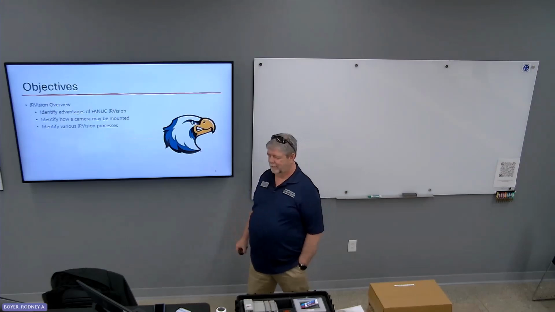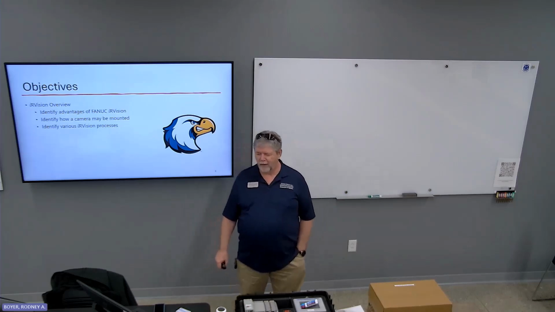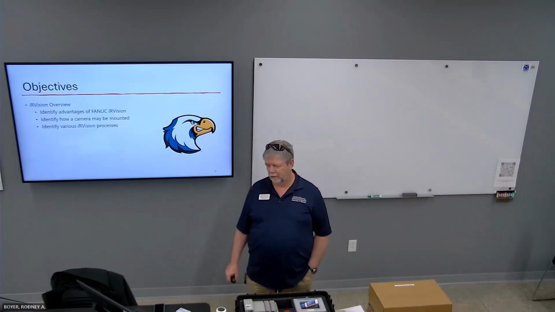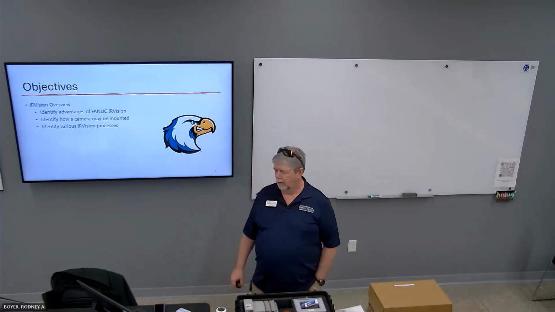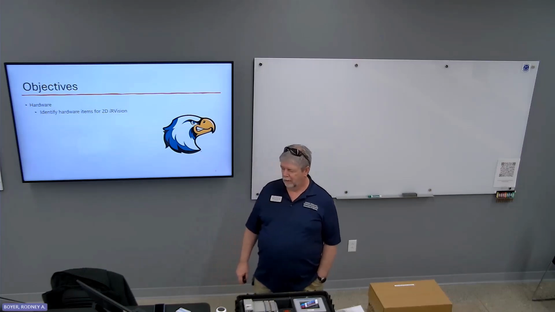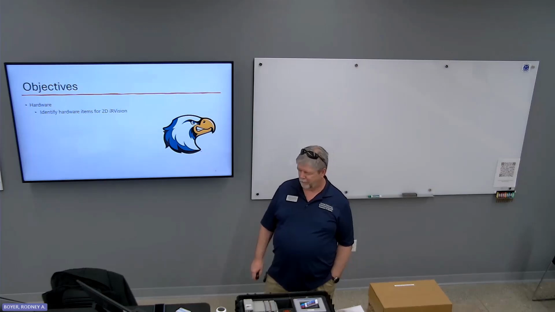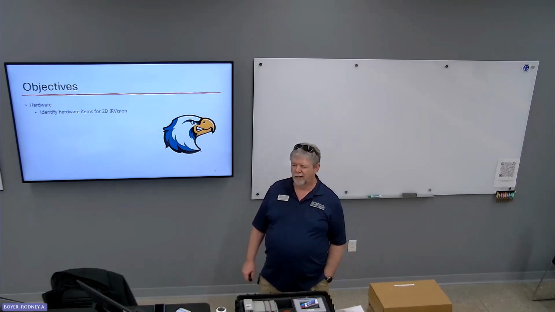Objectives: students successfully completing this course will be able to, are you ready for it? Ready? I don't know if I'm ready. Identify the advantages of a FANUC ARO vision system. Identify how a camera may be mounted, and identify various ARO vision processes. Hardware. Identify hardware items for 2D ARO vision. Hint, it's camera.